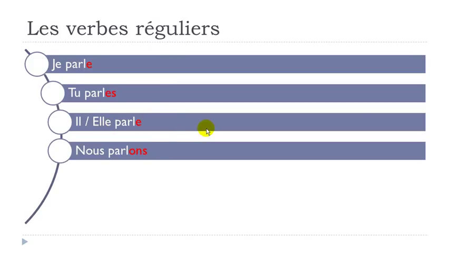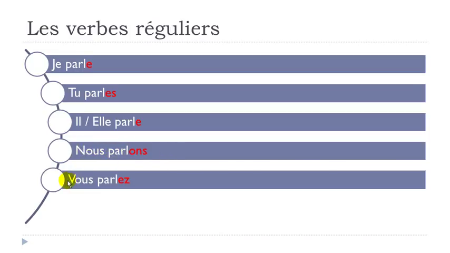For nous, we'll have the classical ending for nous, and it will be O-N-S. Classical because you will see that with the other groups as well, it's quite common to have this O-N-S for nous. Nous parlons. Remember, final S is not pronounced, and this O and N together will give you the sound on. Nous parlons, all right? Let's see now for vous: vous parlez. Remember, E and Z, when you combine them together, you get the sound E, vous parlez.